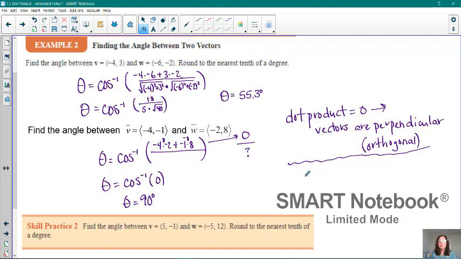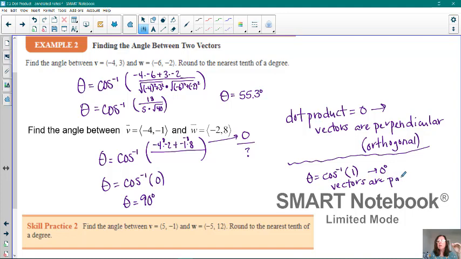If your result comes out to be 1, now not your dot product is 1, but if theta is equal to the inverse cosine of 1. So you work out the dot product divided by the product of the magnitudes and you get 1. Think about what that would mean. Okay, what has a cosine of 1? Well, that would be 0 degrees. That means there's 0 degrees between the two vectors. That indicates that the vectors are parallel.